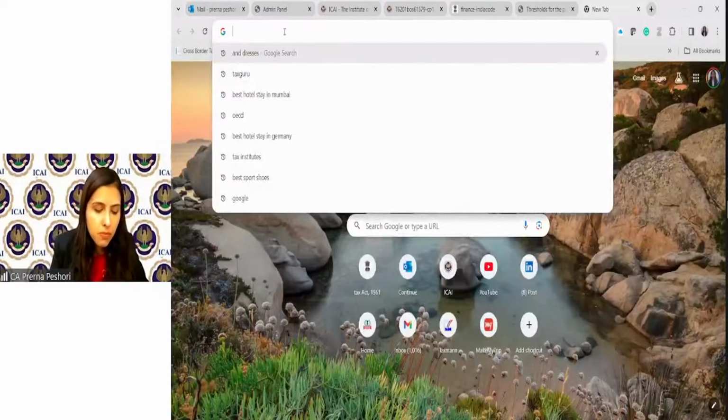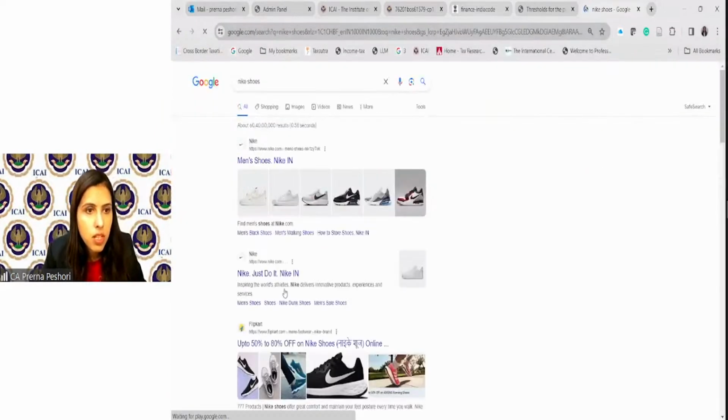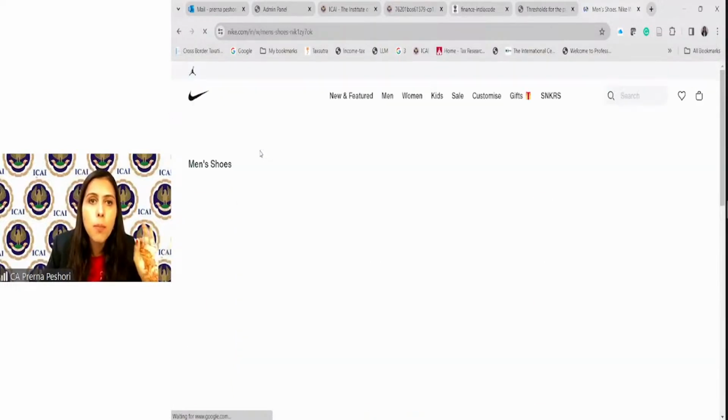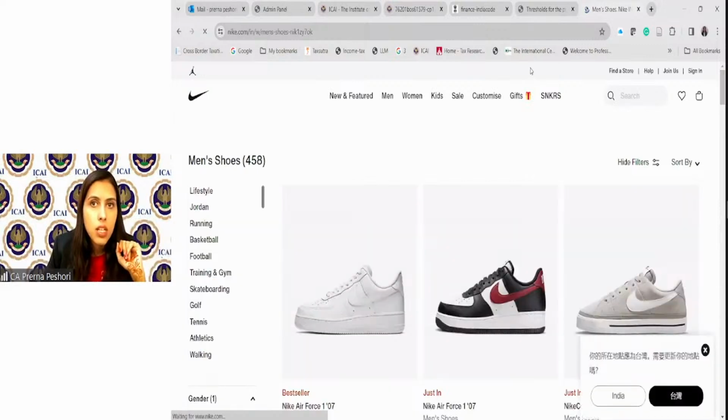Let me share the screen. So you will tell me whether this is going to be the e-commerce operator or not. Let's say, for example, I take the Nike shoes. Whether this website is an e-commerce operator or not. Is this falling under the definition of e-commerce operator? Yes, students, faster. Yes, it's an e-commerce operator.